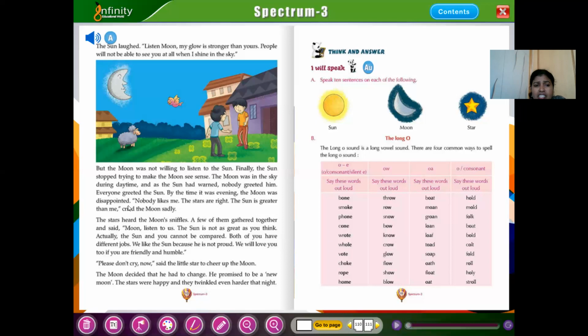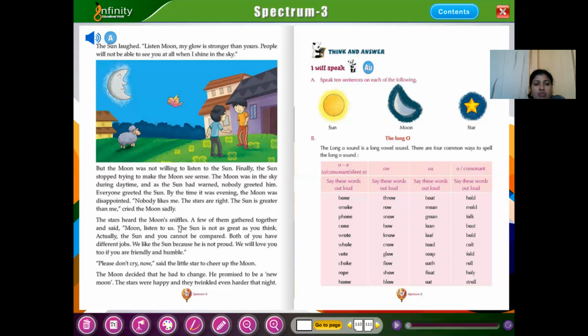Okay, children, because of the strong glow of the sun, they can't see the moon in the sky. Because of that, they only greeted the sun. So by the evening, the moon was very disappointed, very sad. "Nobody likes me. The stars are right. The sun is greater than me," cried the moon very sadly. The moon started crying very sadly.